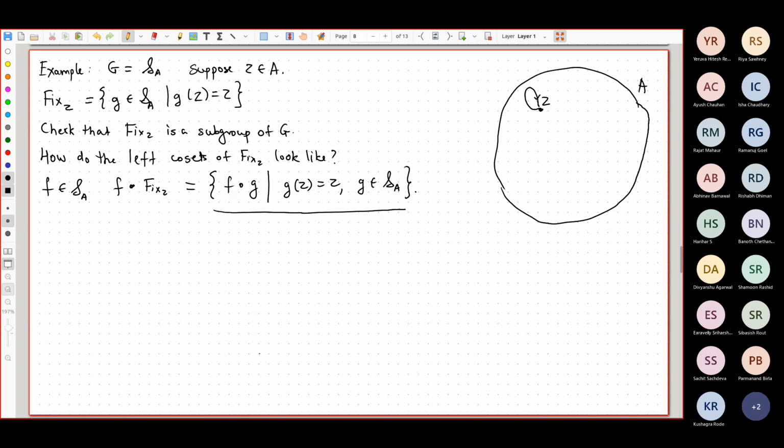I'm looking at the set of all bijections of the form F composed with G, where F is some fixed bijection and G is an arbitrary bijection which maps Z to itself. So what does F composed with G map Z to? This is just F of G of Z, but G of Z is Z, so this is just F of Z.